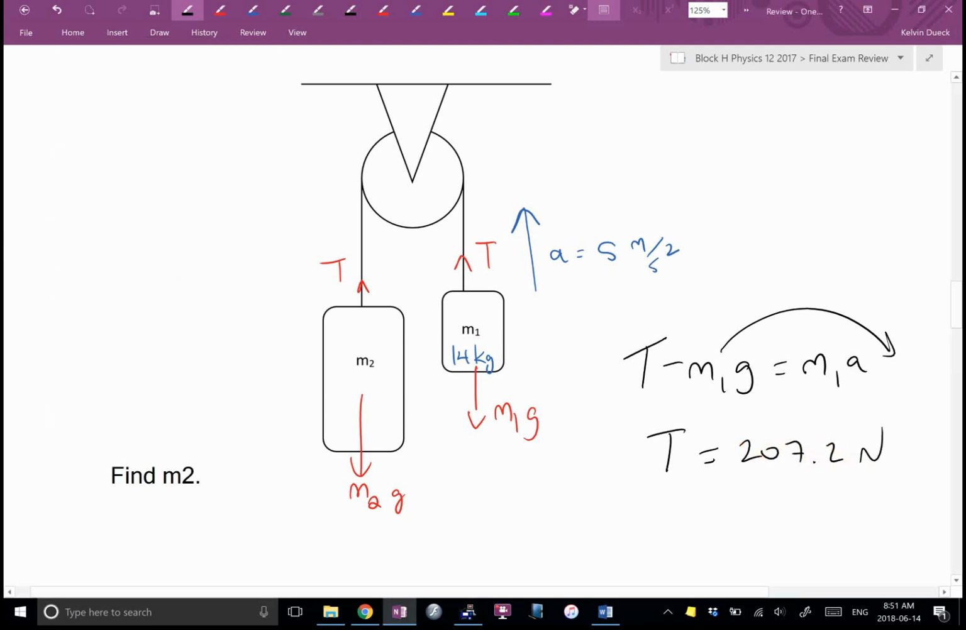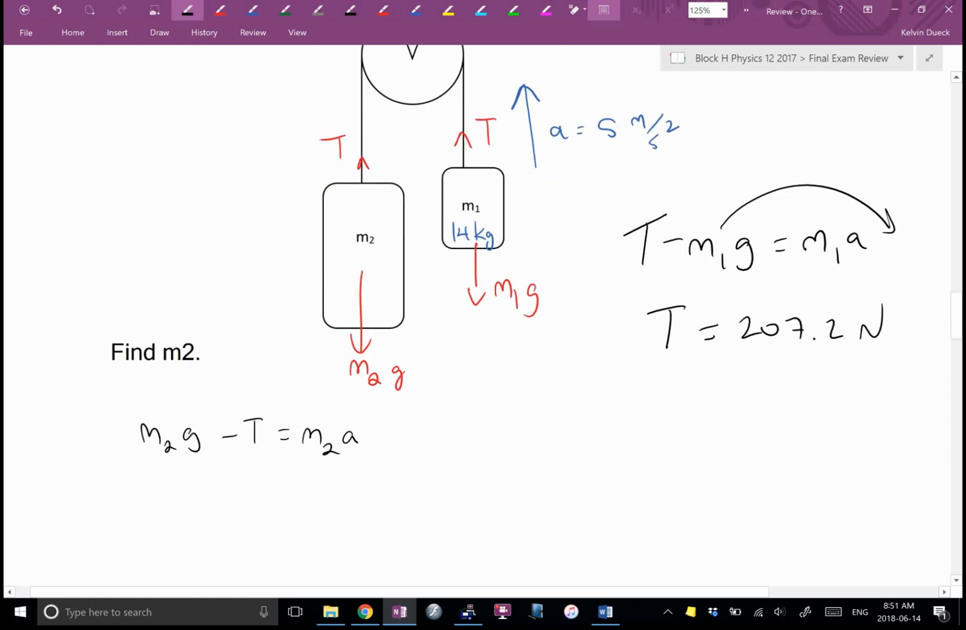Now I'm going to write an equation for mass 2. Looking at mass 2, who's winning? So my equation for mass 2 is going to be M2G minus tension equals M2A. Are you ready? How many M2s do I have? How many would I prefer? Get them to the same side. M2G minus M2A equals tension. How many M2s do I have? How many do I prefer?